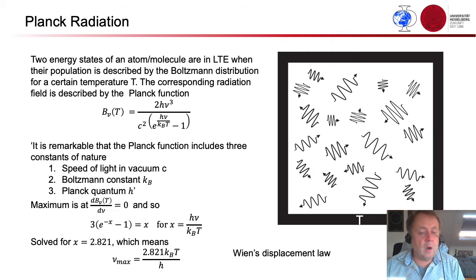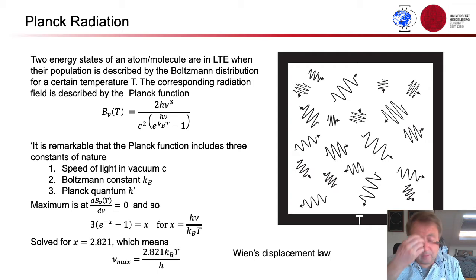It is actually remarkable that this Planck function includes 3 constants of nature: the speed of light, the Boltzmann constant, and the Planck quantum. And I think, not that I know, there are other laws which combine so many natural constants. Anyhow, this is only a side remark.